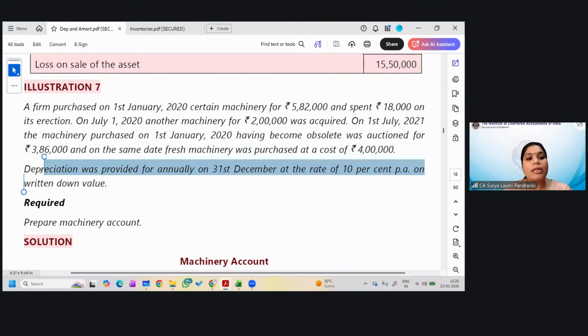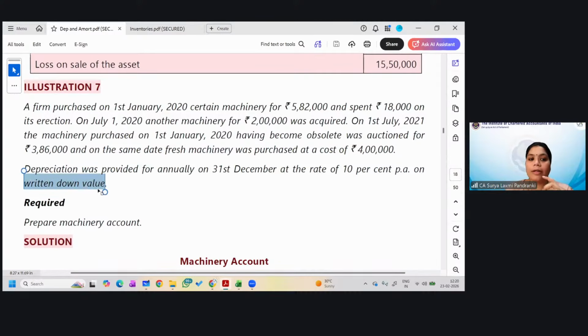Correct. Now, what is given? Depreciation was provided annually on 31st December at 10% per annum on the written down value method. It is not straight line, it is written down value method. They are asking you to prepare the machinery account. With the machinery account, you will have to do the working note also, because you will need it for calculating the depreciation and for calculating the profit or loss on disposal. So we will do the machinery account along with the working.